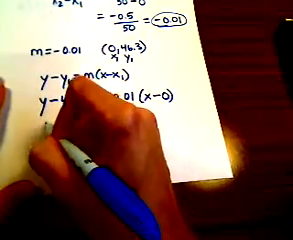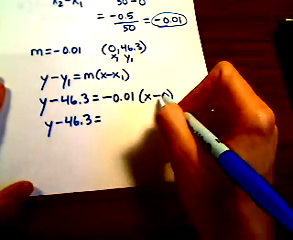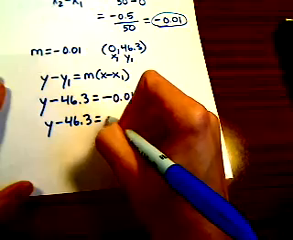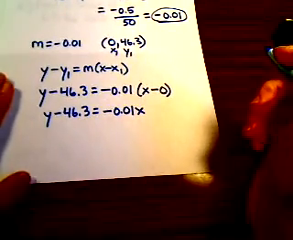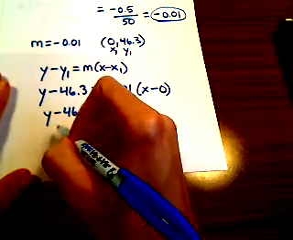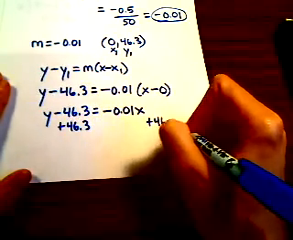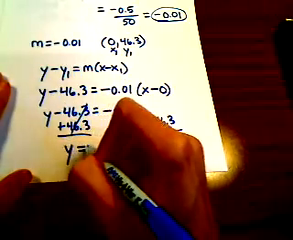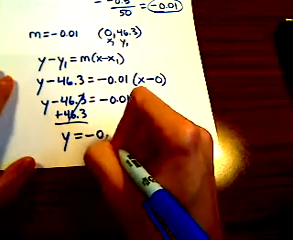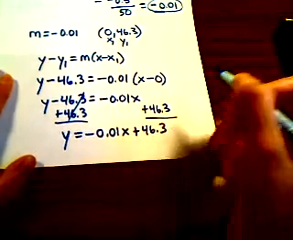Okay, so this is y minus 46.3 equaling, if I distribute that, and actually this is just 0 here, so this becomes just a negative 0.01x. And then we would add the 46.3 to both sides so that this is in slope-intercept form. Typically we leave things in slope-intercept form. So we get y here is negative 0.01x plus 46.3.